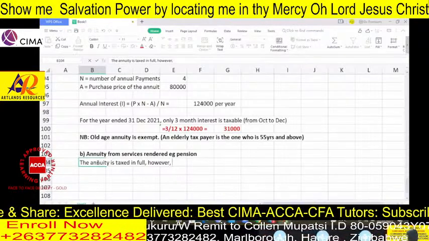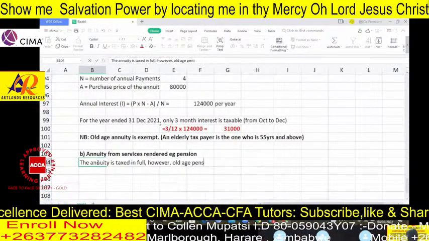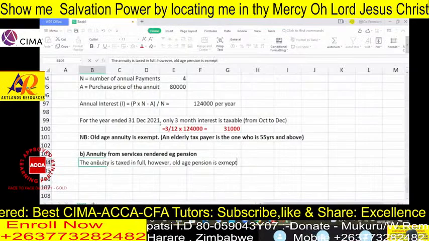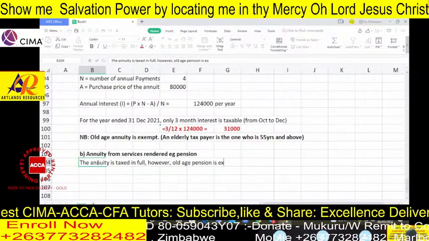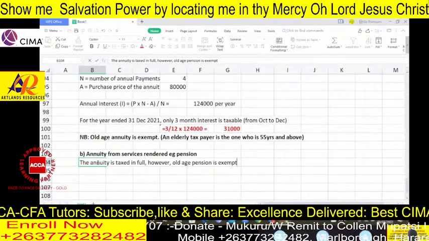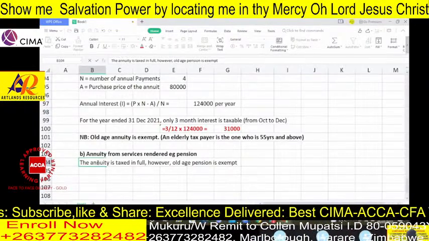However, old age pension is exempt. If you are getting old age pension, it's exempt. So the annuity is taxed in full, but if you are an elder, old age pension is exempt.